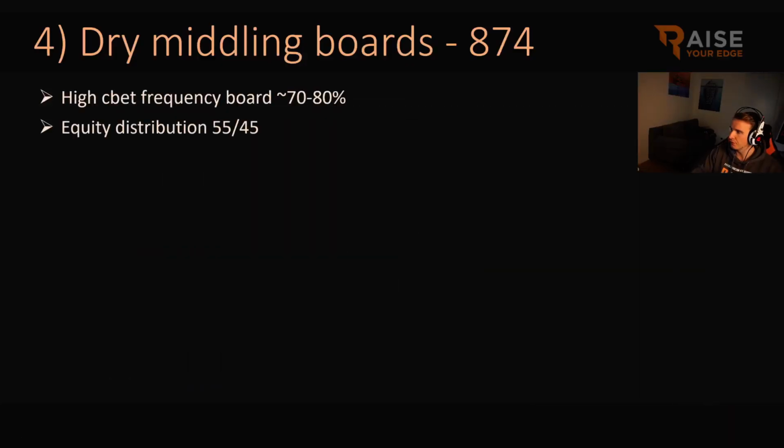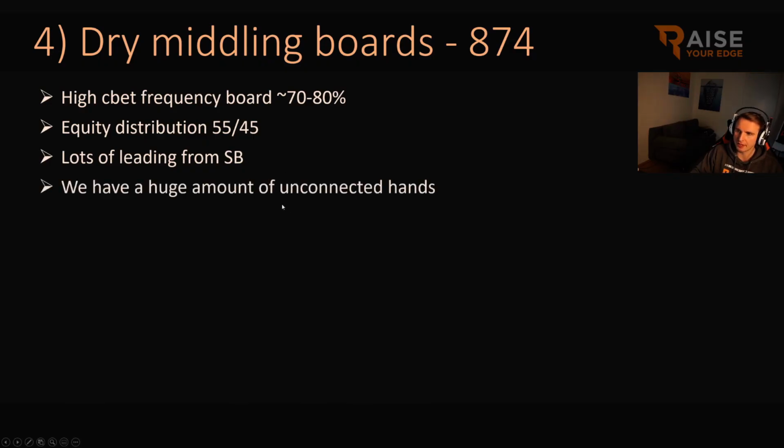Equity distribution 55-45. So now you can see it gets narrower, and not only the equity distribution, but also the nut advantage shifts more towards the out of position player. So that's why we're c-betting only 70 to 80%. Lots of leading from the big blind. This is of course a mistake here.